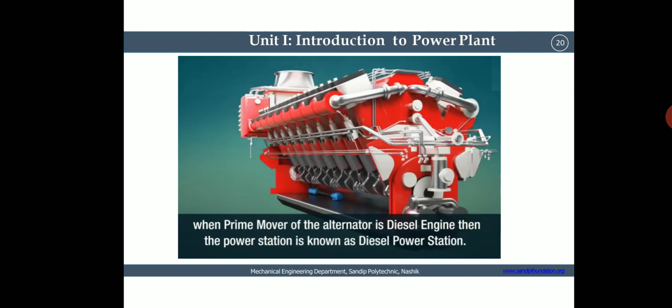When the prime mover is a diesel engine, the power station is known as a diesel power station, because a diesel engine is there and a generator is there. Once you attach these two components together, the diesel engine and generator, coupled by the shafts, we can say that it is called a diesel power plant.